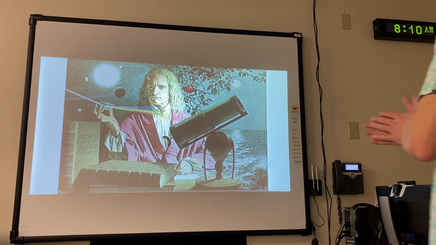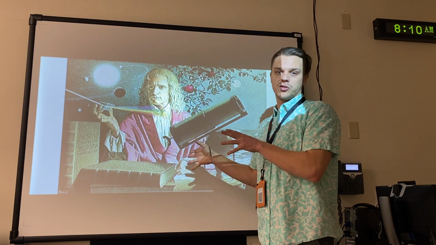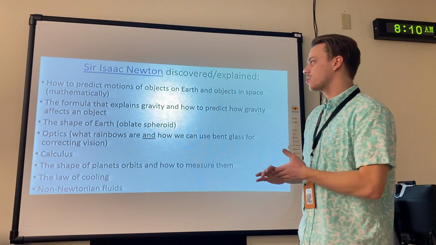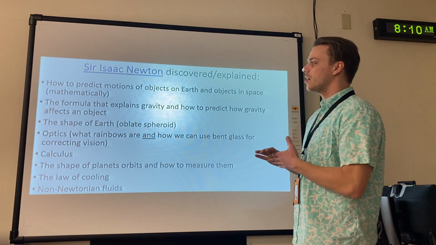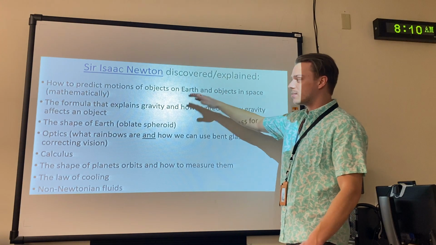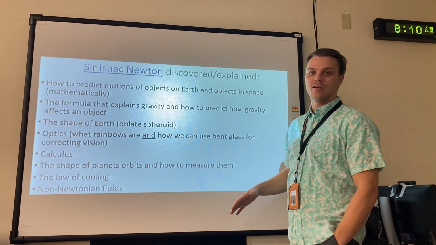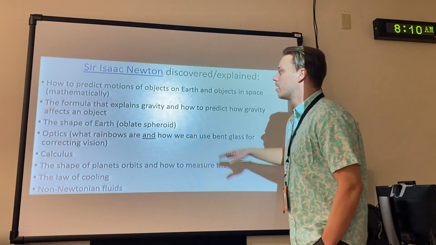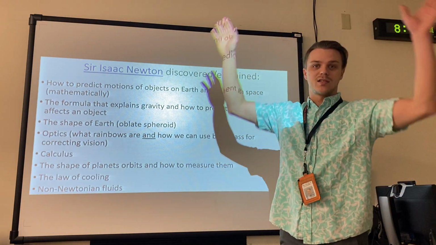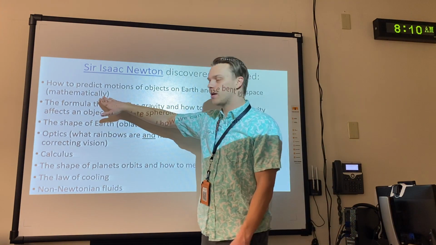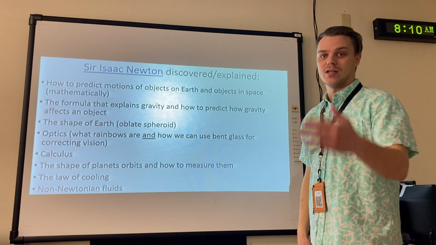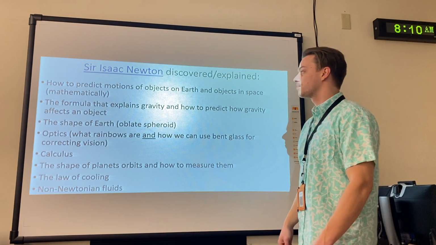All right, so we are going to be getting into this guy, Isaac Newton's 3 laws of motion. Just to give you a little information about Isaac Newton, he did a lot of stuff before the age of 23. A lot of these things that you see here are things that he figured out before the age of 23. He predicted motions of objects on Earth and objects in space and put math to them to explain, like with numbers, how these things actually work so we can make predictions about the motion of objects.